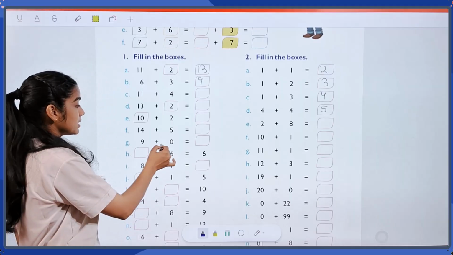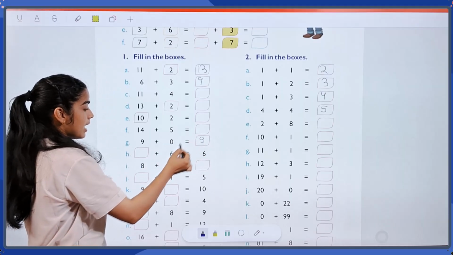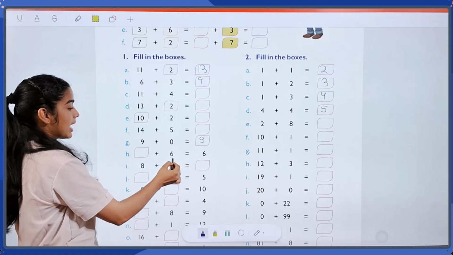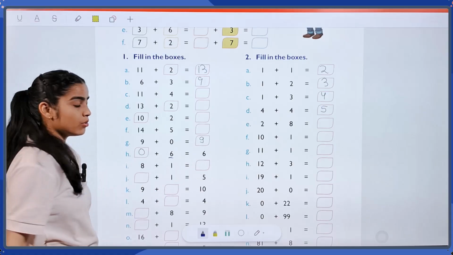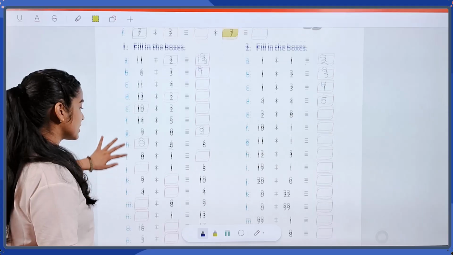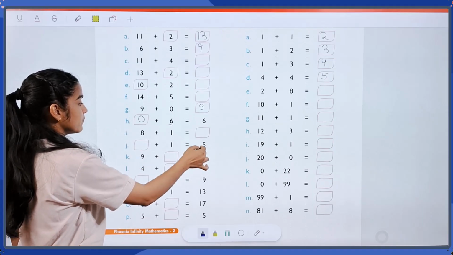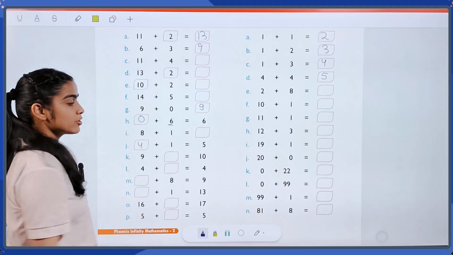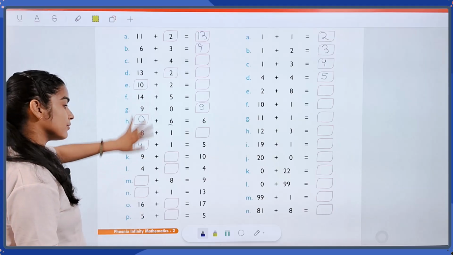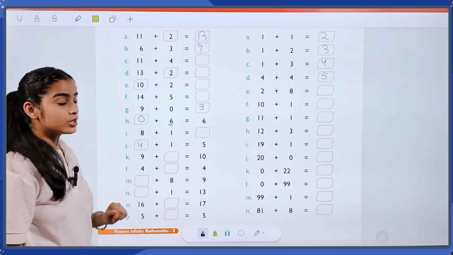Now 9 plus 0 is 9, and whenever we add 0 to something, we get the number itself. What do we have to add to 5 to get 5? This is 0. So students, now you have to solve the rest of the questions in the same way as I do.